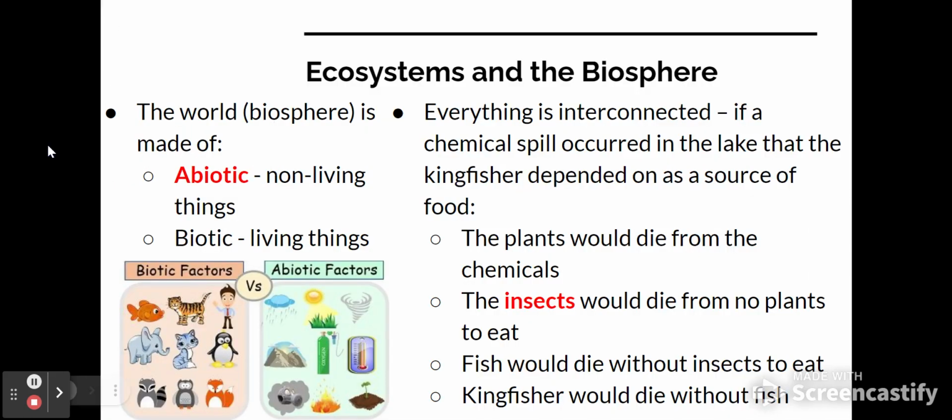Okay. So the world, or the biosphere, is made up of biotic and abiotic things. We've talked about this before. Everything is interconnected. If a chemical spill occurred in a lake that the kingfisher depended on as a source of food, the plants would die from the chemicals. And then the insects would die because there's no plants to eat, and the fish would die without the insects to eat, and the kingfisher would die without the fish. So if we affect one thing, we can affect everything.